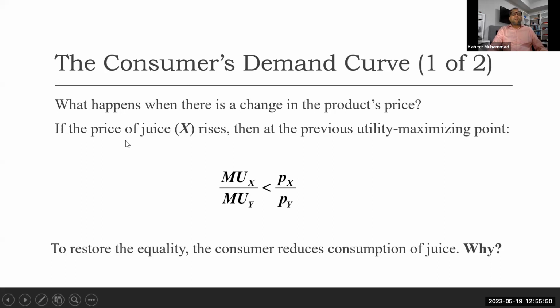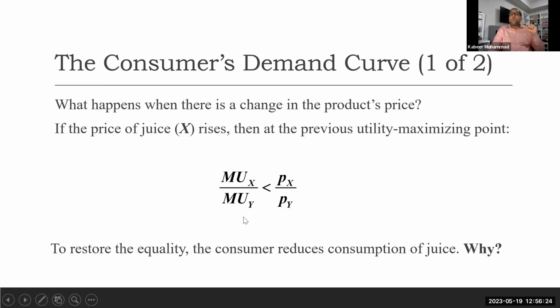So for example, if the price of juice X rises in this particular case of Alison, then the previous utility maximization point is no more valid, because now the relative price is greater than the marginal utility of X over the marginal utility of Y. To restore the equality, the consumer reduces the consumption of juice. Why? Because when the price of juice rises and we divide the previously used marginal utility by it, we are getting a lesser value, right? We are getting a lesser value.